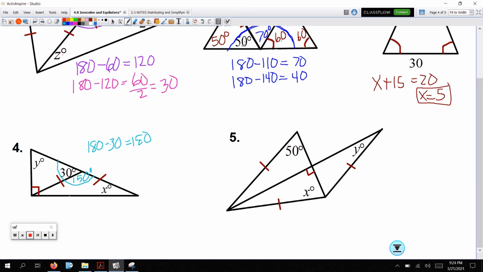All right, this is an isosceles triangle. That means the base angles are congruent. Interior still 180. So 180 minus 150 equals 30. Remember, I'm splitting between the 2 base angles, so divide by 2. I get 15. So x is 15.